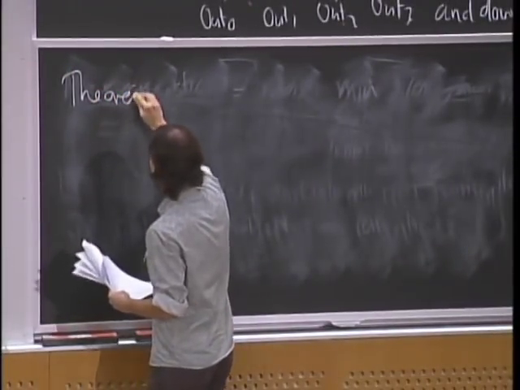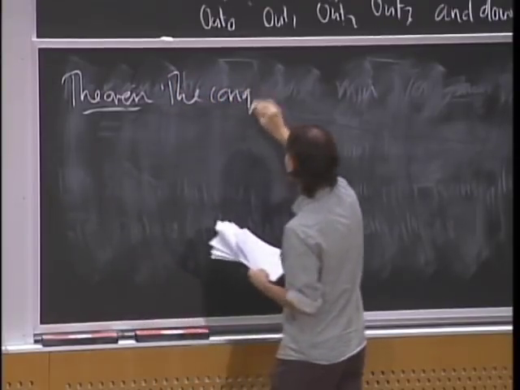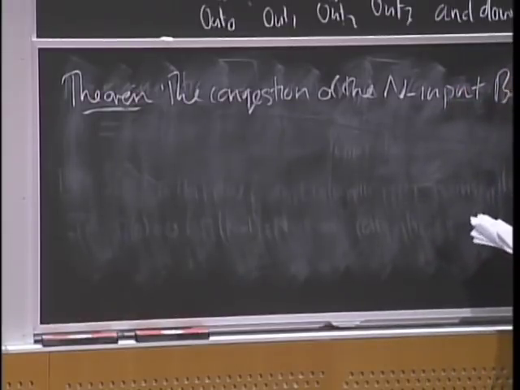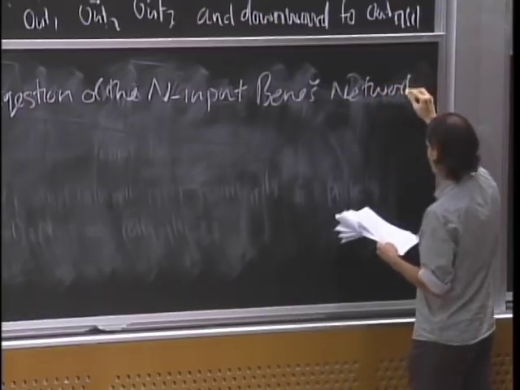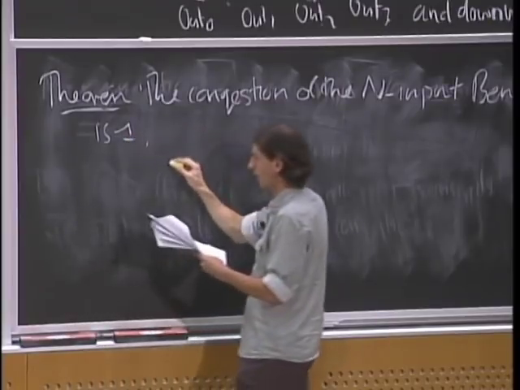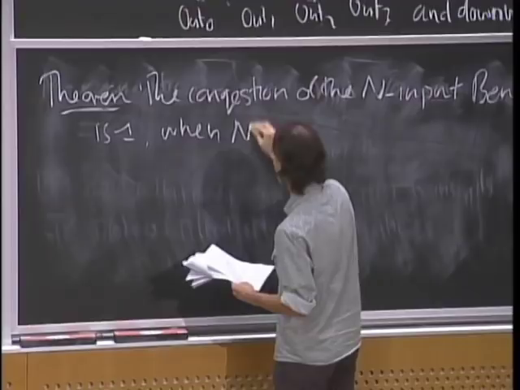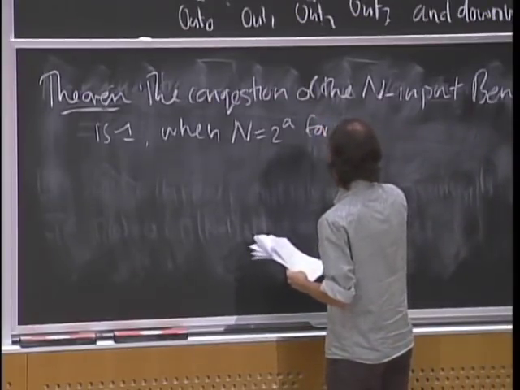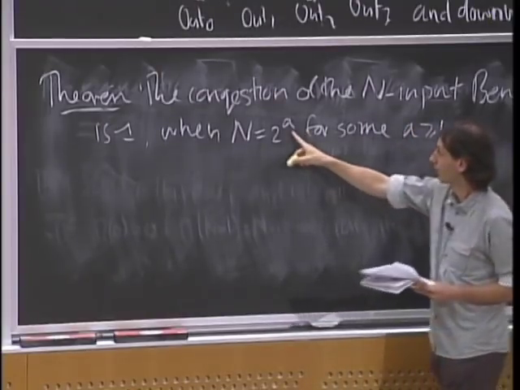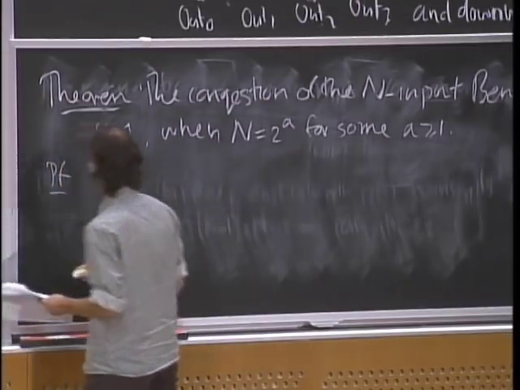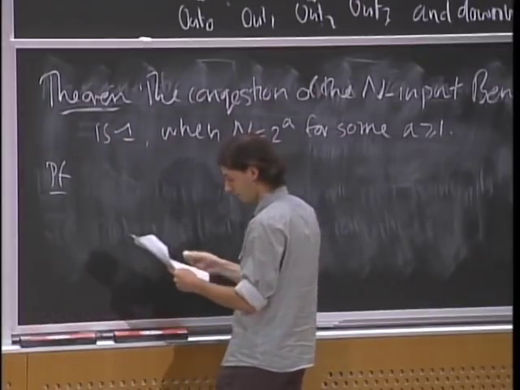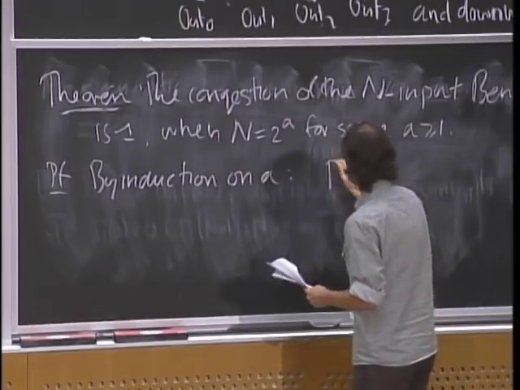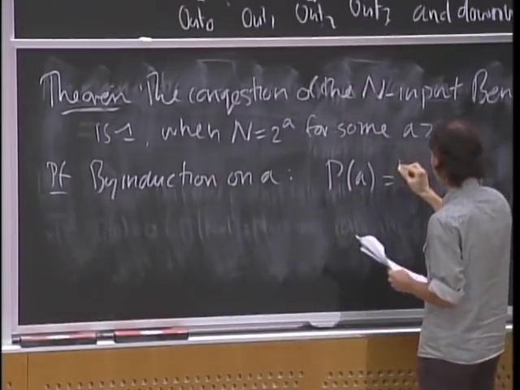Okay, so what's the theorem? So the theorem is that the congestion of the n input Benes network is actually equal to 1. And we will prove this for n equal to a power of 2. We have assumed that at the start with all the other networks as well. And in this case, we will use induction on a. So that's the method that we will use, because that's also the recursive structure of the Benes network itself. So we'll use induction on a. And we're going to define the induction hypothesis simply as the theorem is true for a.